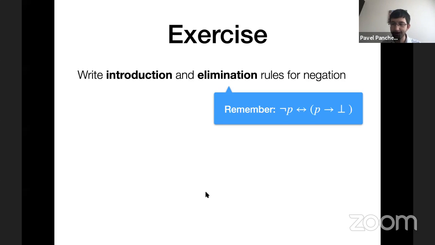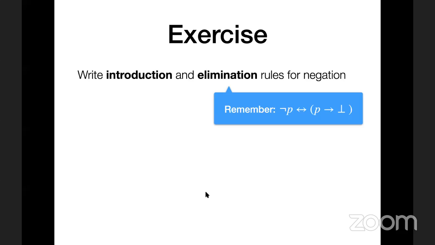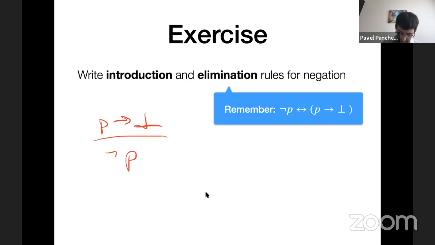I put P implies false on the top and then not P on the bottom for the introduction rule. And then for the elimination rule, I just swapped them. Okay. This is definitely a valid way to go. So you're saying, look, if you know not P, then you really know P implies false, and vice versa. That's pretty legitimate.